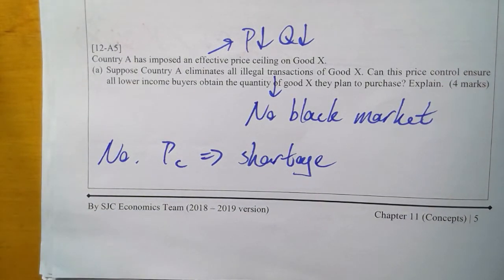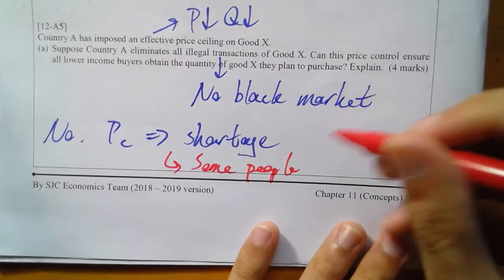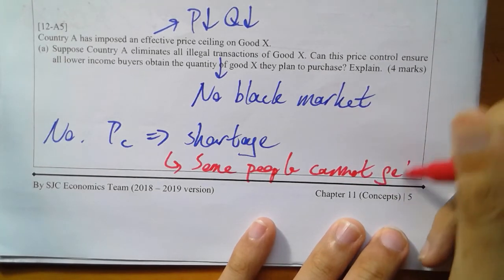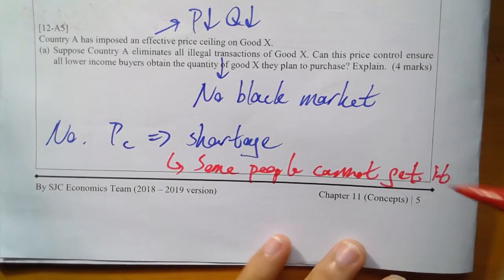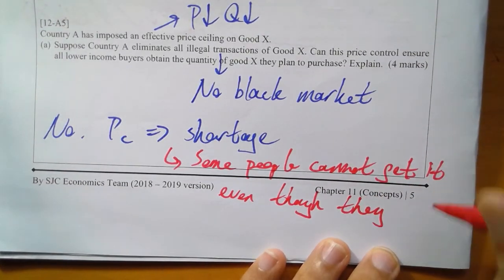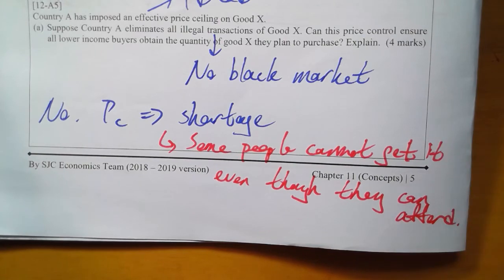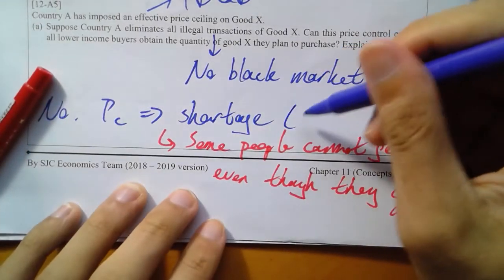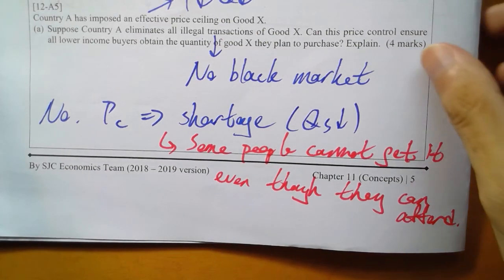What does shortage mean? It means that some people cannot get it. Some people can't buy the good. Even though they can afford it, they can't get it because of shortage. Here remember QS would decrease, so not so many are available for you to buy. I won't go into detail on this. So that would be the first video on price ceiling.